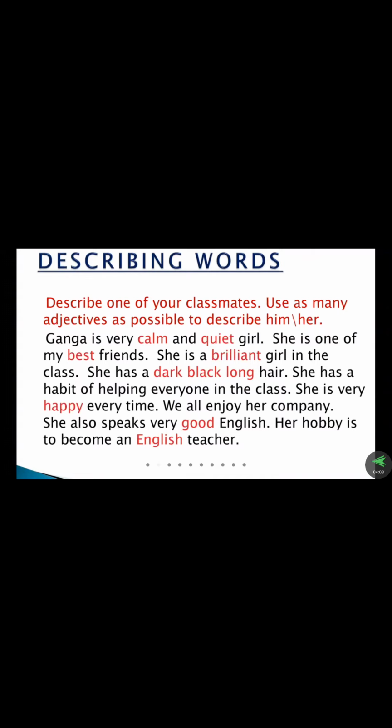See that this is another way to test the student's knowledge regarding describing words. For the purpose, you are asked a question. Describe your friend Ganga. Use as many adjectives as possible, or as many describing words as possible. If a question is asked like that, your answer must be like that. What is the paragraph I have given here for you? Okay, it is clear? Thank you.